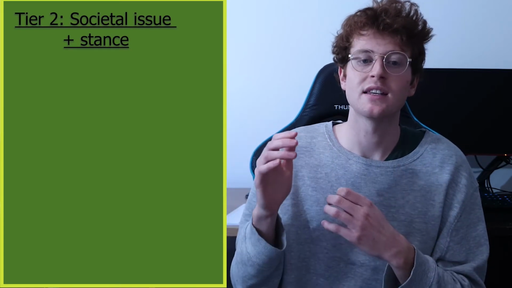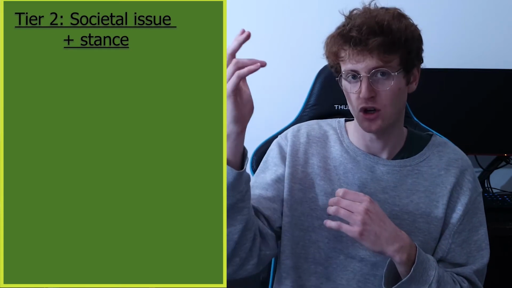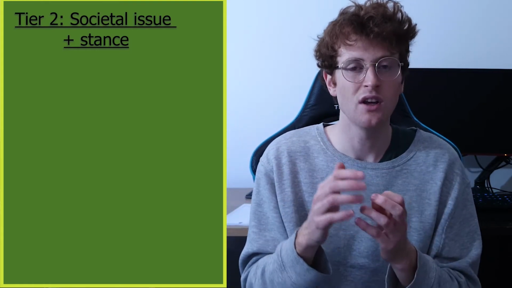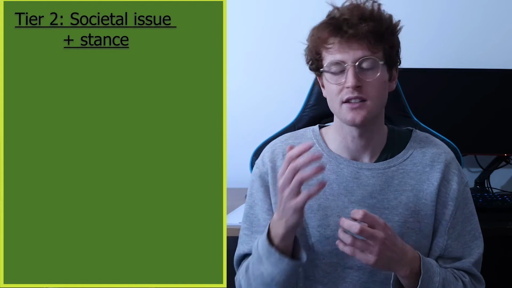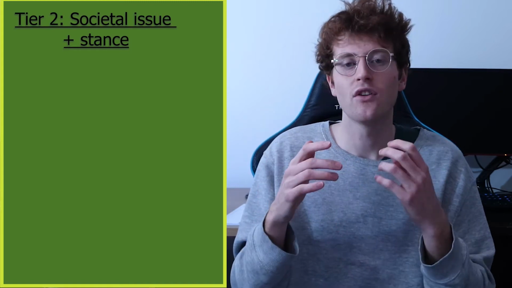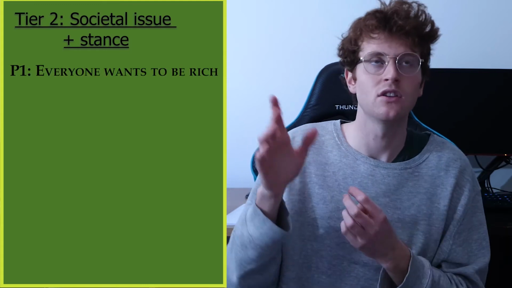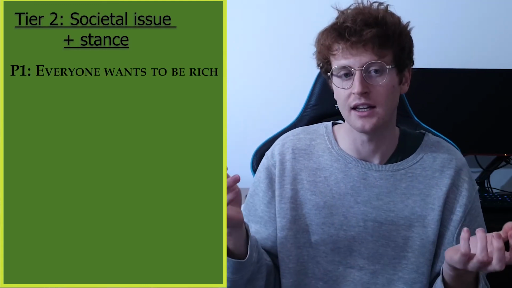So a tier 2 essay would then start to, using the same topic, break down the topic as a societal issue, as well as introducing a bit of a stance. So say for paragraph 1, we would say everybody wants to be rich, and then we would define rich as having lots of money again.